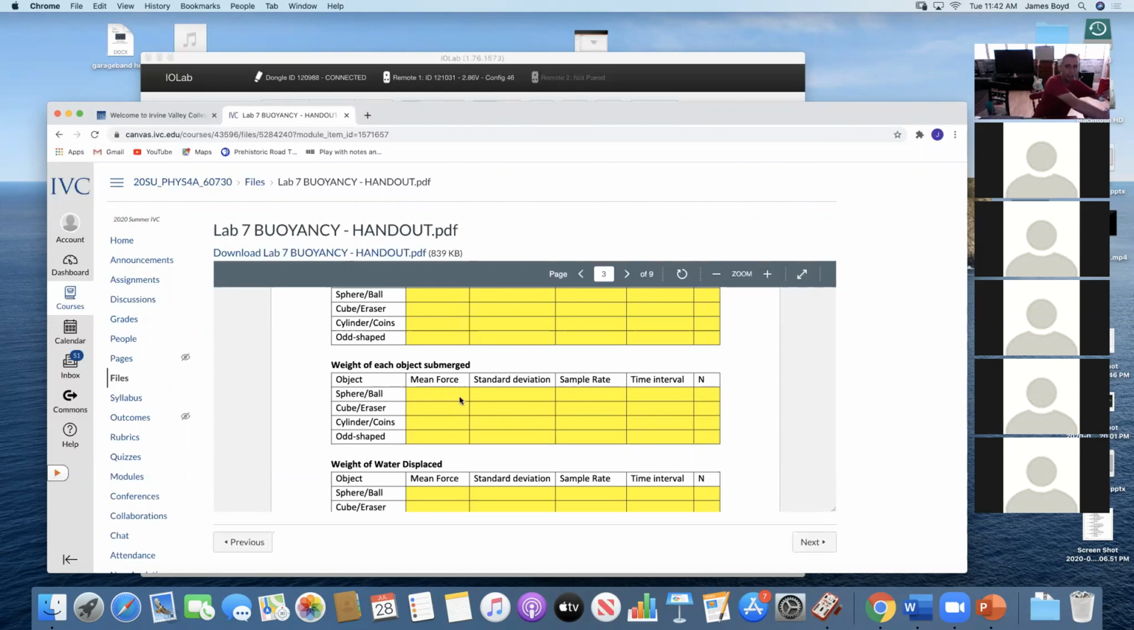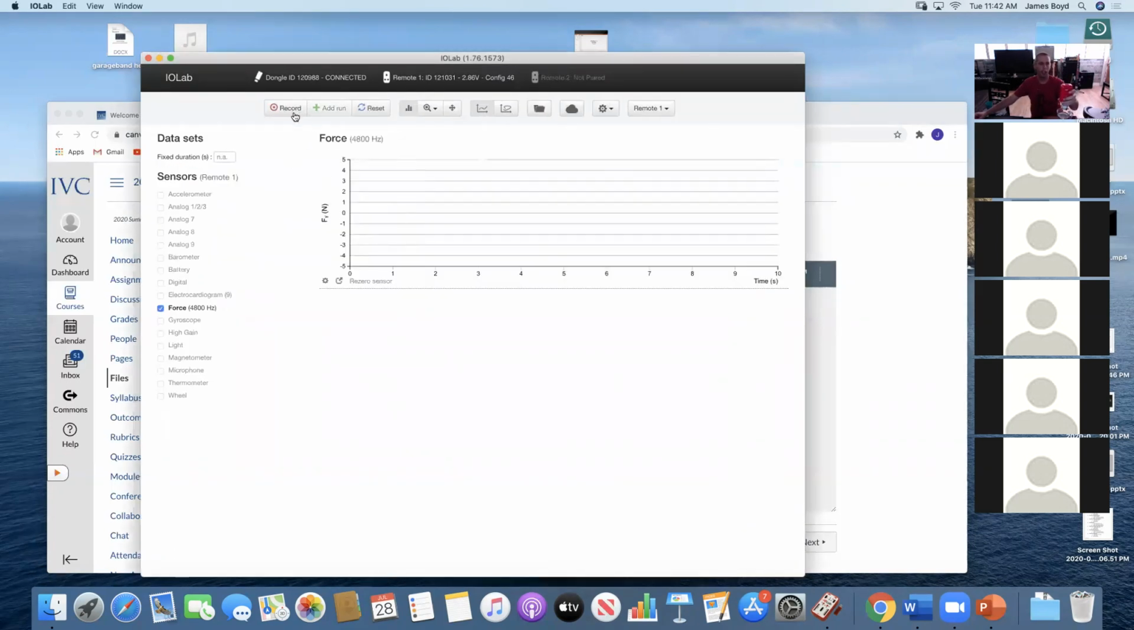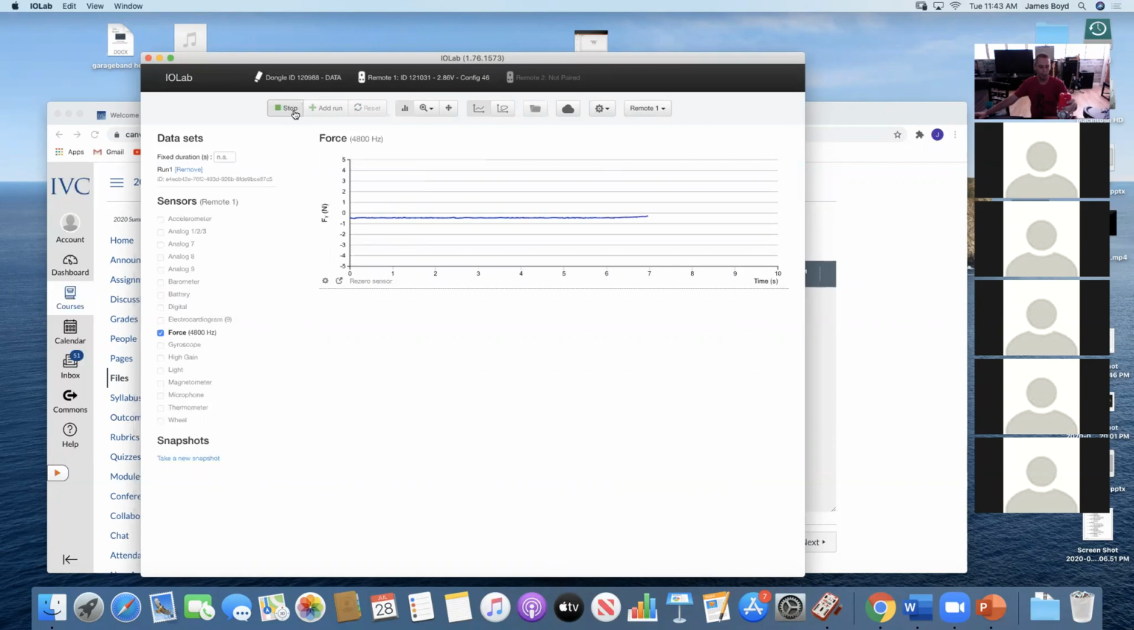Now the weight of each object submerged, I hope you can see this. All I have is a clear glass of water that has a whole bunch of air in it, but that's okay. If I go to this, reset my weight sensor, and now start recording with it out of the water. And you can see it's at whatever, 0.47. Try to keep it steady, and then sink it below the surface so the ball's just barely submerged, okay?